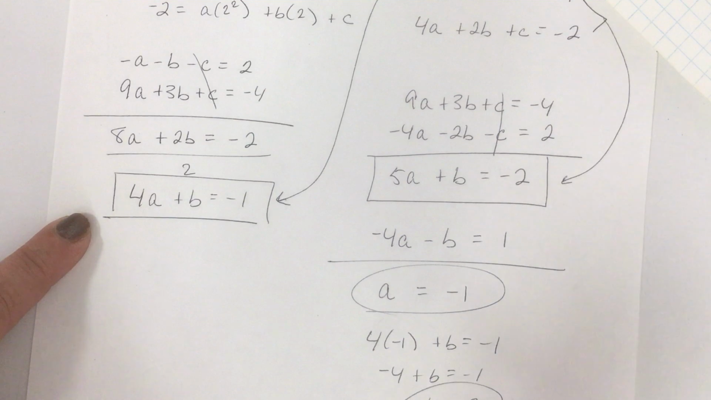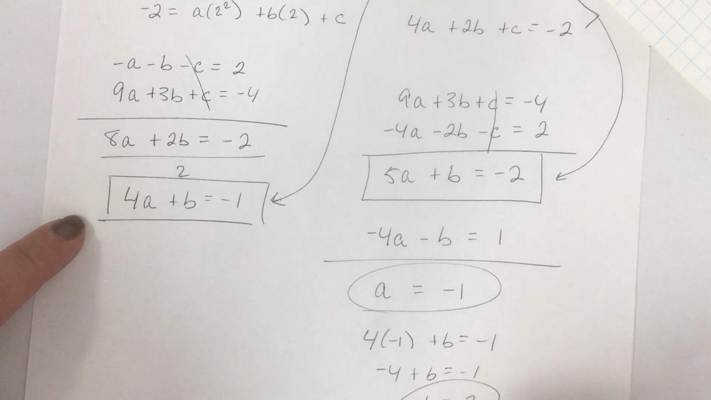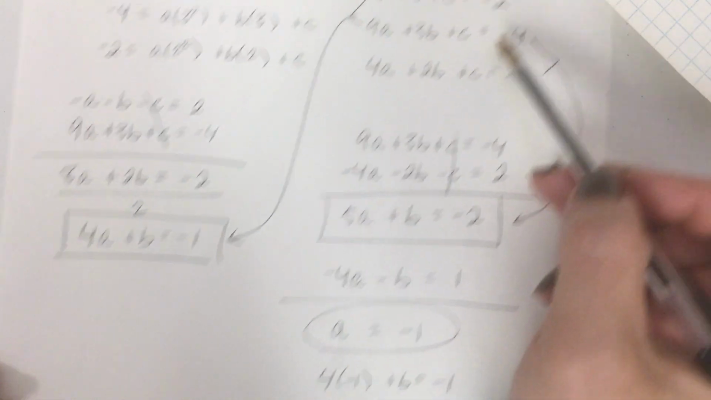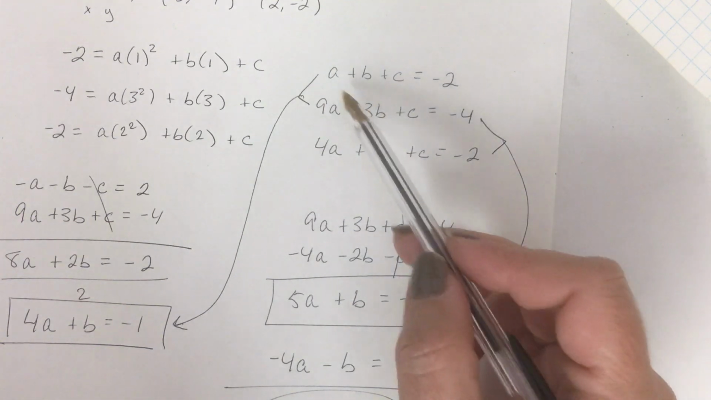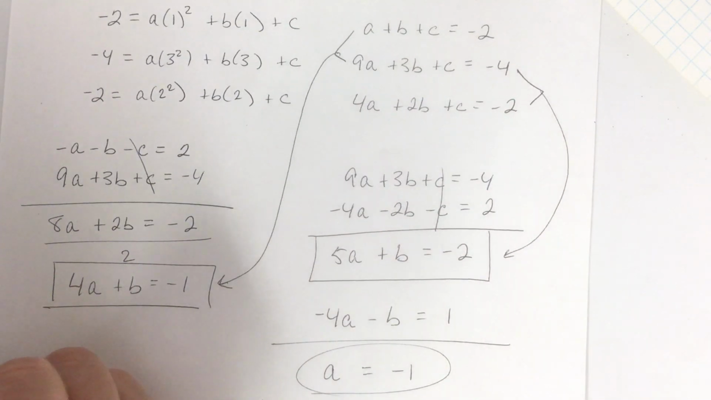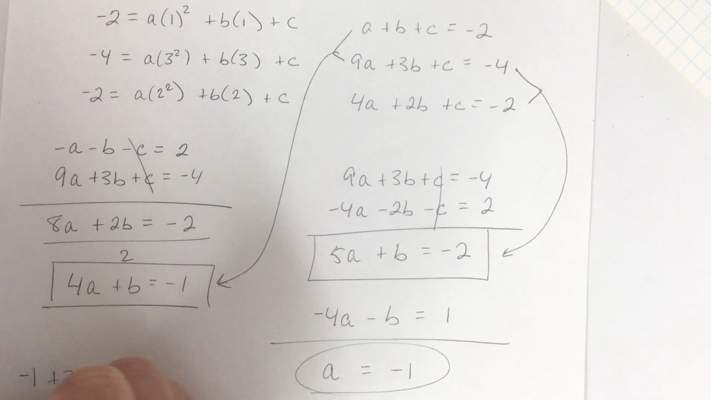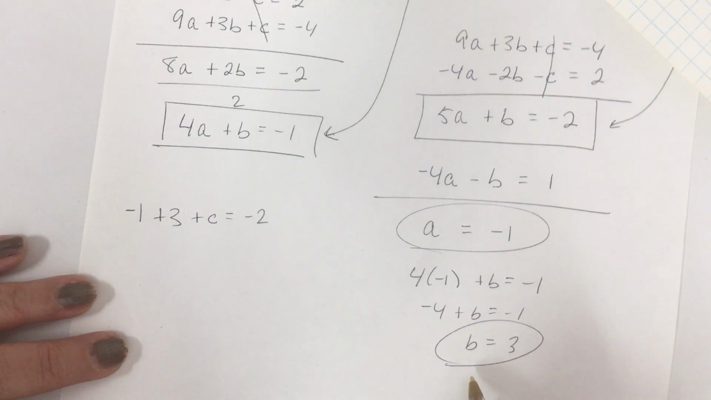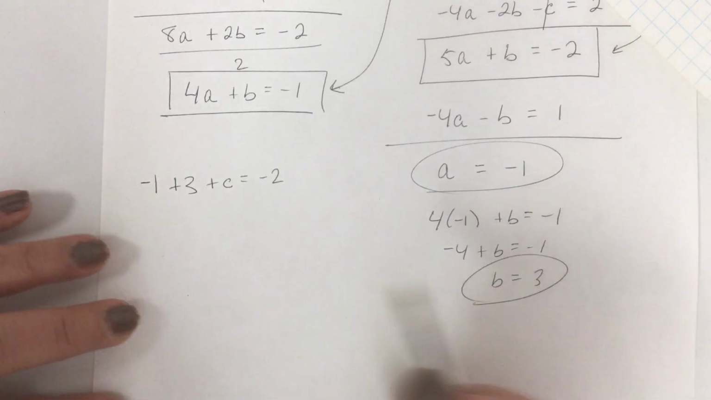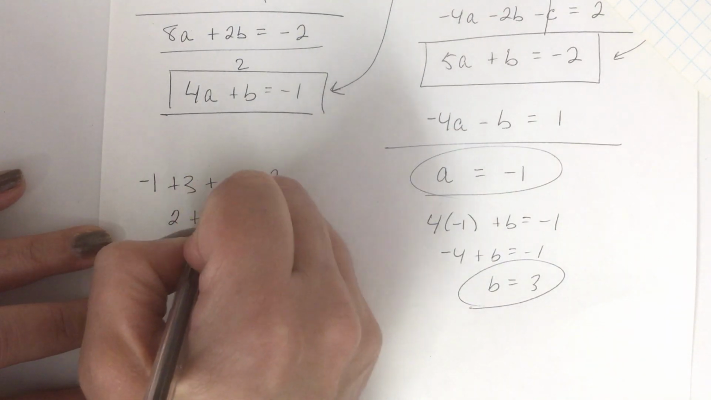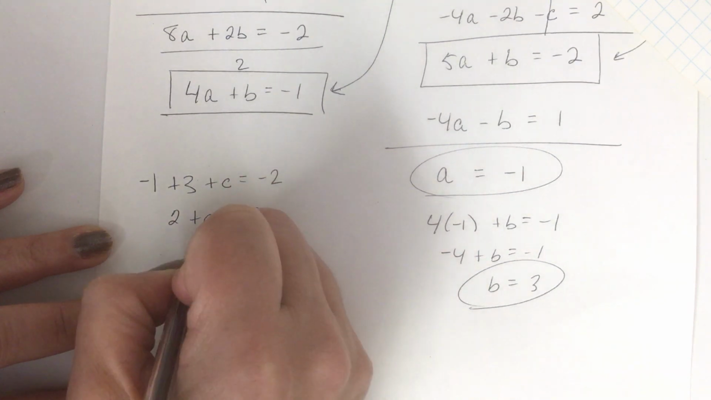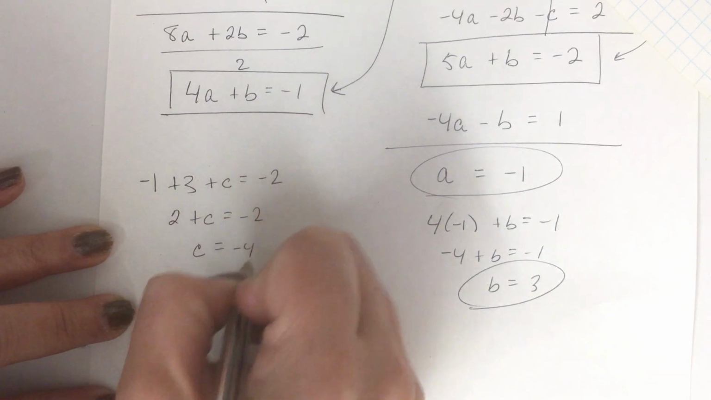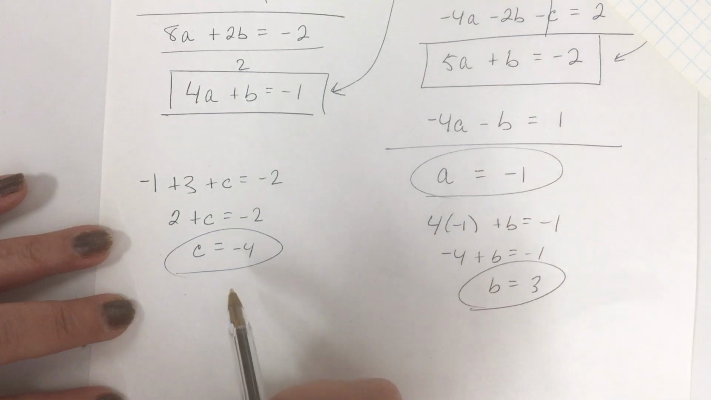And then I take a and b and put them together with one of my original equations that has 3 letters in it. So I'm just going to use the top one. So -1 plus 3 plus c is equal to -2. So I just used a plus b plus c is equal to -2. So that's 2 plus c is equal to -2. So c is equal to -4. So now I have our a, b, and c.